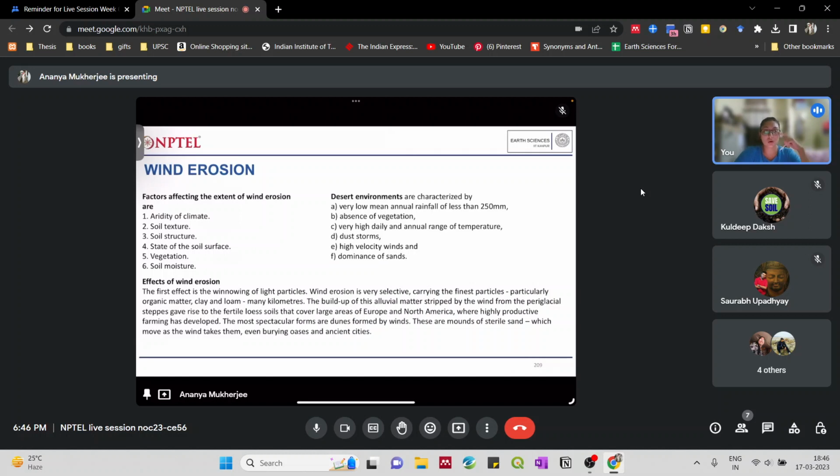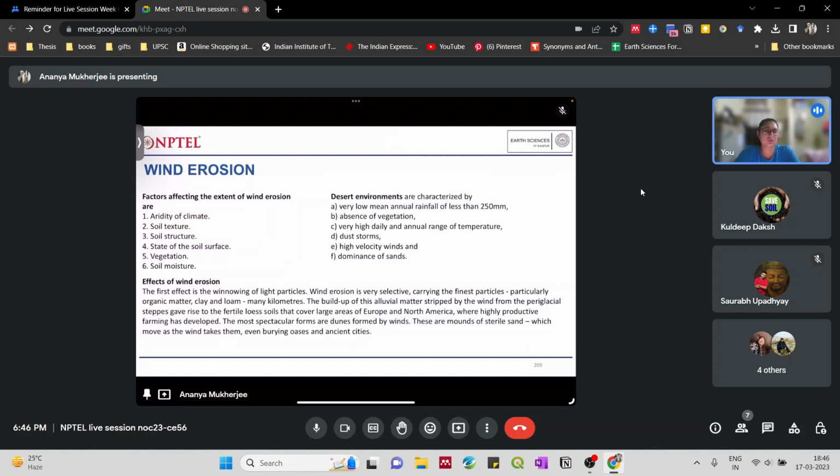Then there are some ways that you can characterize desert environments. What are the properties by which you can define an area as desert? It will have very low mean annual rainfall, less than 250 millimeters. Then vegetation is going to be very low or totally absent.